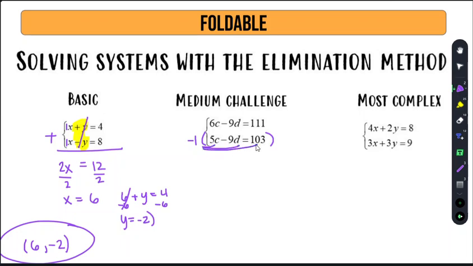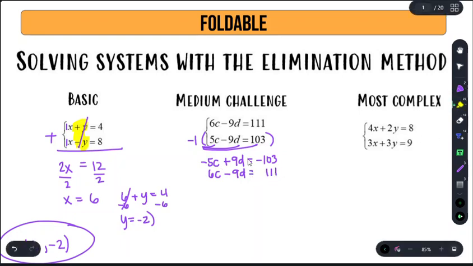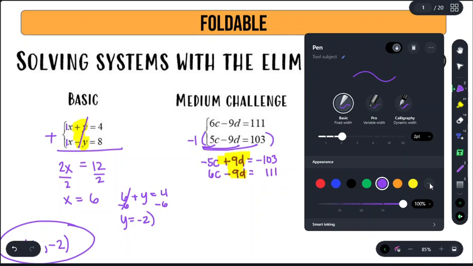Sometimes it may help to draw your little loops in so you don't forget about any of the terms. That's going to change this to -5c, positive 9d, and -103. I'm just going to rewrite the second equation underneath just so I can see it combined. Now I have my opposites. So once I have my opposites, I'm going to go ahead and add vertically.